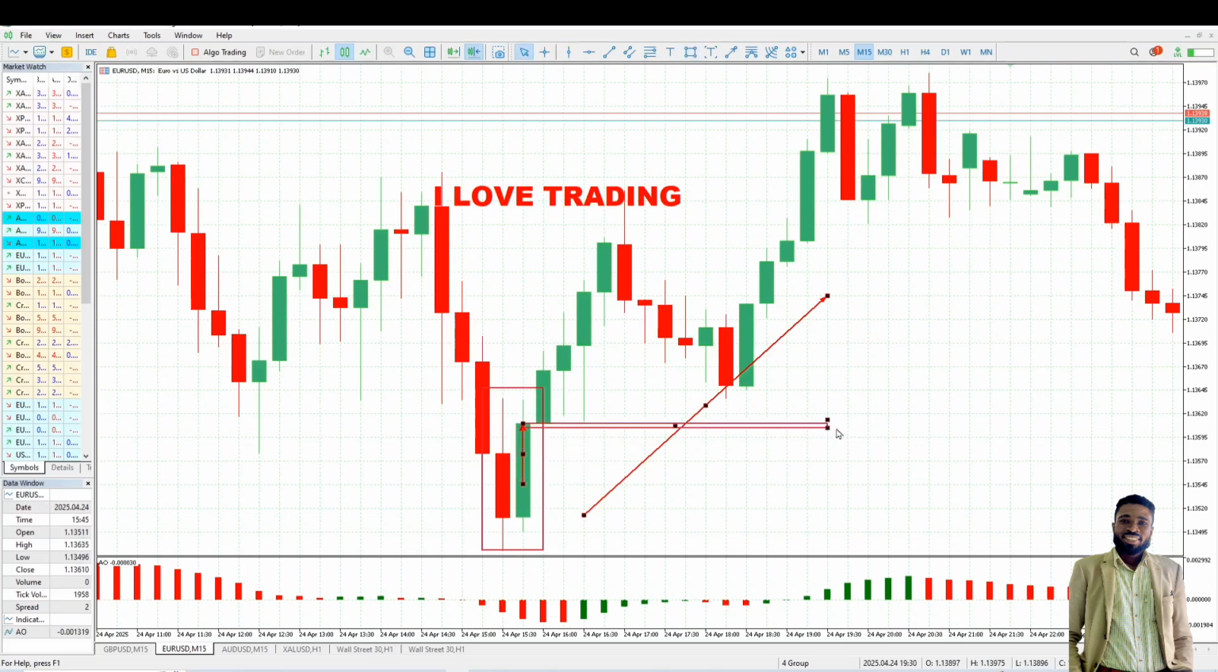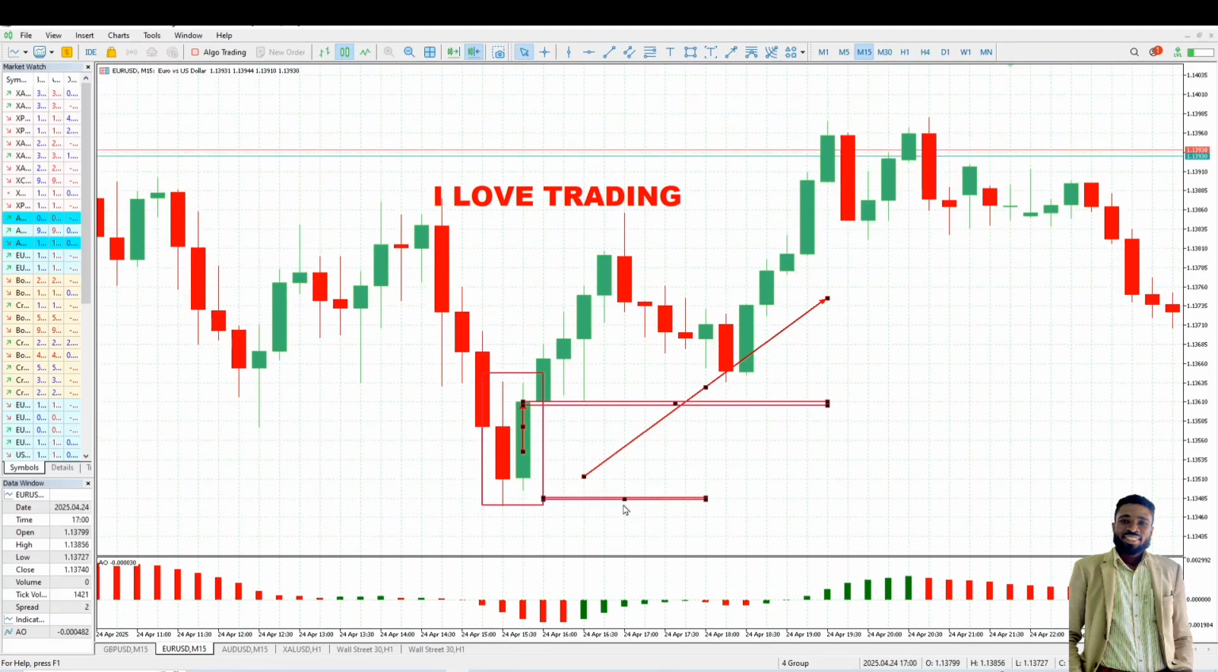Where should your stop loss be? Your stop loss goes behind the pattern. Let me lower this. Let me put it here and lower this. Your stop loss is behind the pattern. And where should your take profit target be? Twice your stop loss. So if your stop loss is 100, the take profit target should be 200.